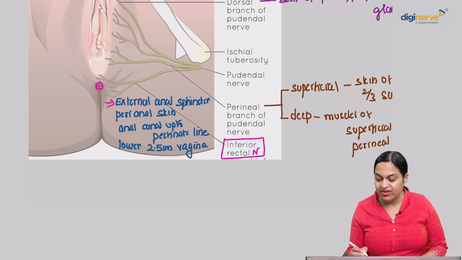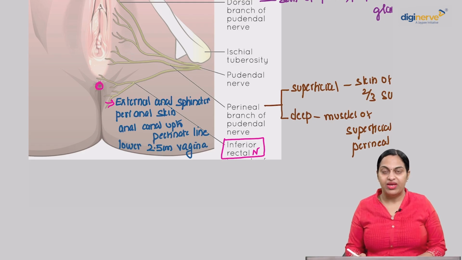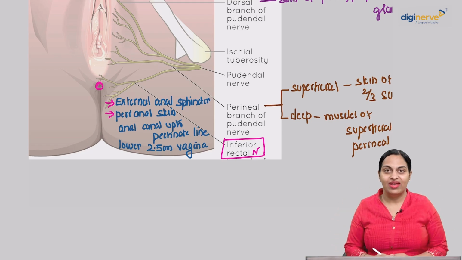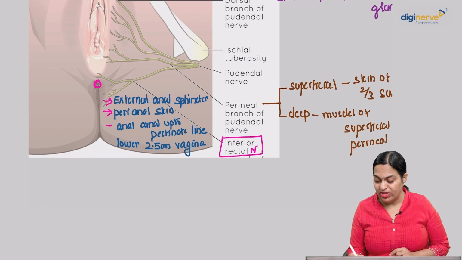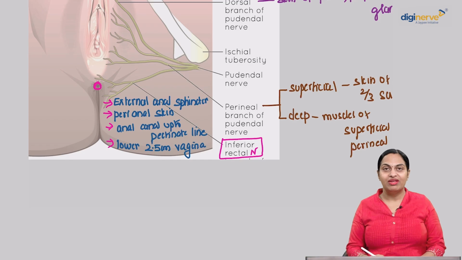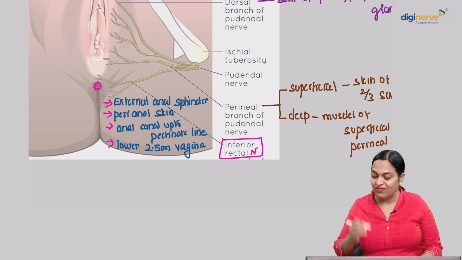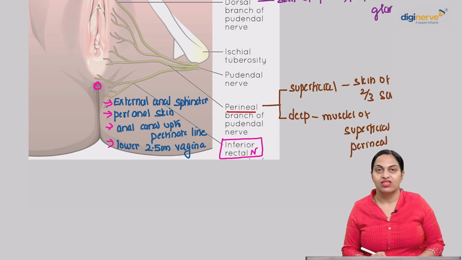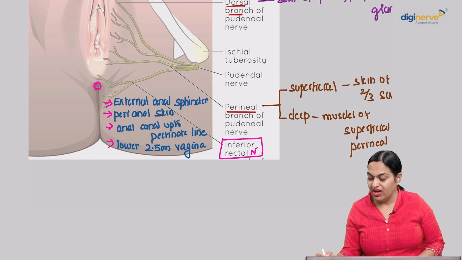So here is the anus. It supplies the external anal sphincter, the perianal skin, and the part of the anal canal below the pectinate line. In female, the lower 2.5 centimeter of vagina is going to be innervated by the inferior rectal nerve. And then this pudendal nerve will give a perineal branch and a dorsal branch. This perineal branch will further divide into a superficial and deep branch.